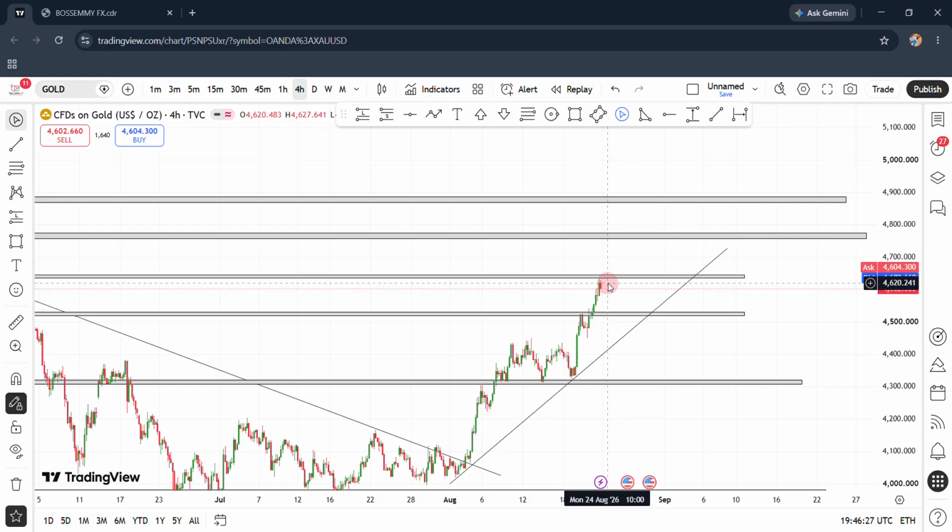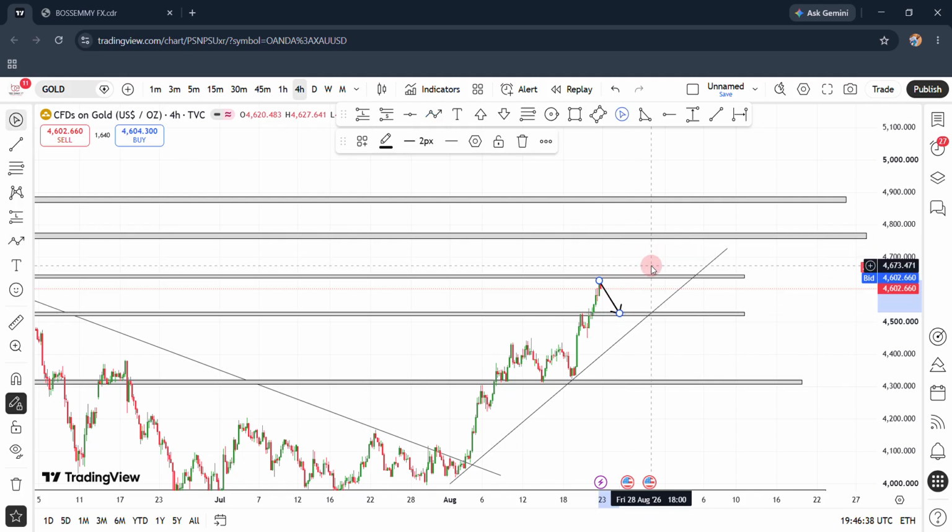But what we are expecting now is for price to come to the downside like this. We expect the market to pull to the downside, then start coming to the upside. That's what we are going to be expecting the market to do.